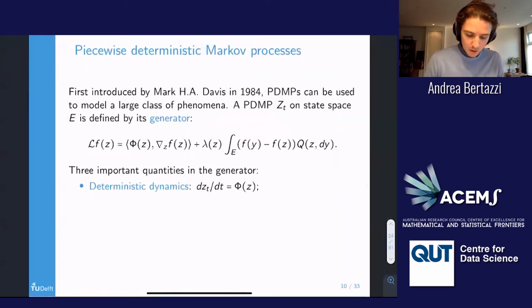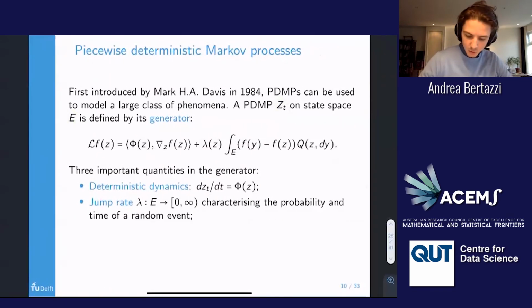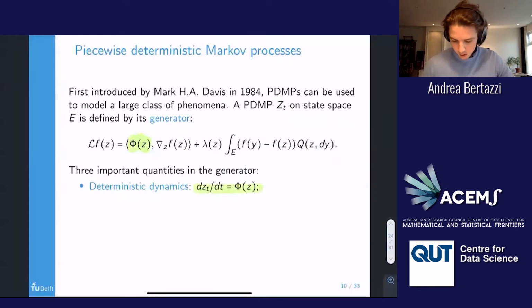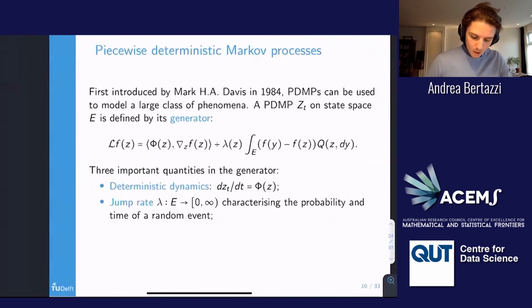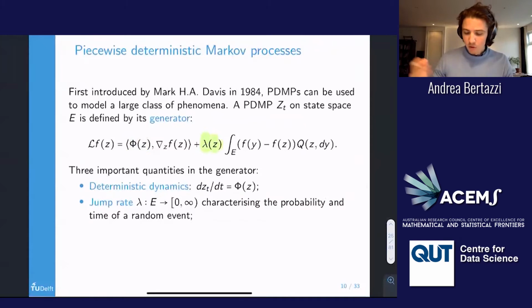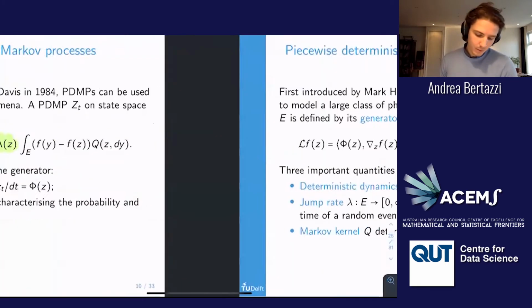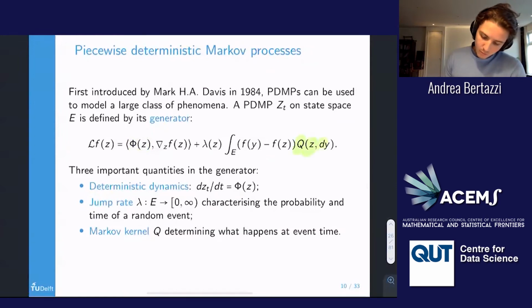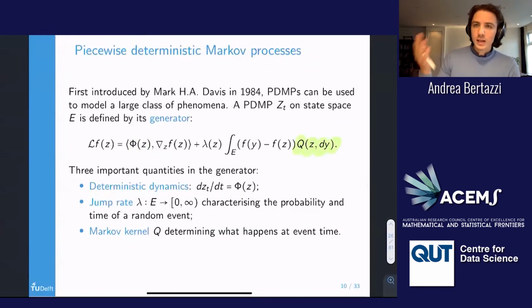Indeed, there are three important quantities. The first one is the one that governs the deterministic dynamics. And this really tells us what's happening to the process as we are looking at it. If it's at position z, where is it going if it follows the deterministic dynamics? So basically, it solves this ODE, the deterministic part of the dynamics, I mean. Then we have our jump rate here that indeed governs the probability of having a random event. And then we have the Markov kernel Q that determines what happens when we get to an event time.